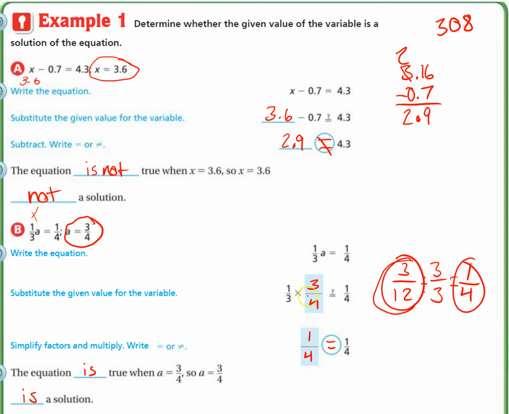So when we did the multiplication, 1/3 times 3/4, we got 3/12. And so some students might go, oh, 3/12 isn't 1/4. That's not a solution. But remember, we can always simplify. Once we simplify, we realize we do get 1/4, and 1/4 is in fact equal to 1/4. All right, so make sure if you have fractions that you simplify them to double check.